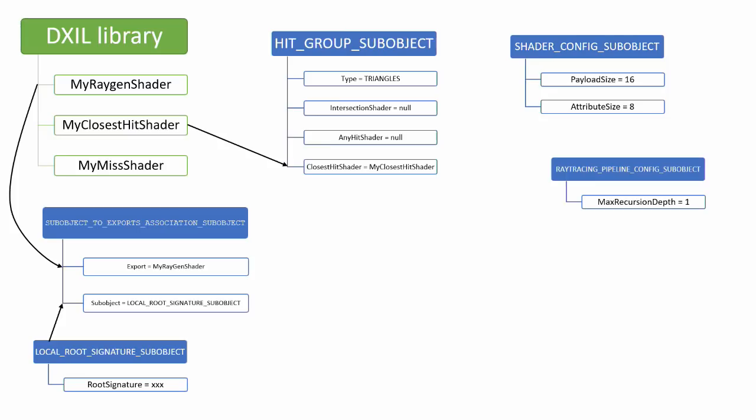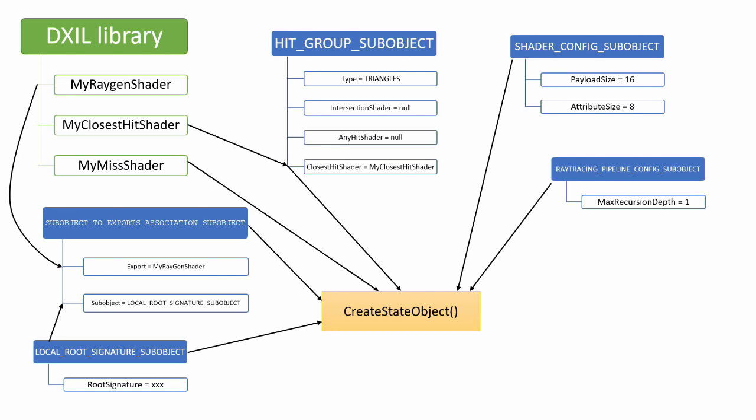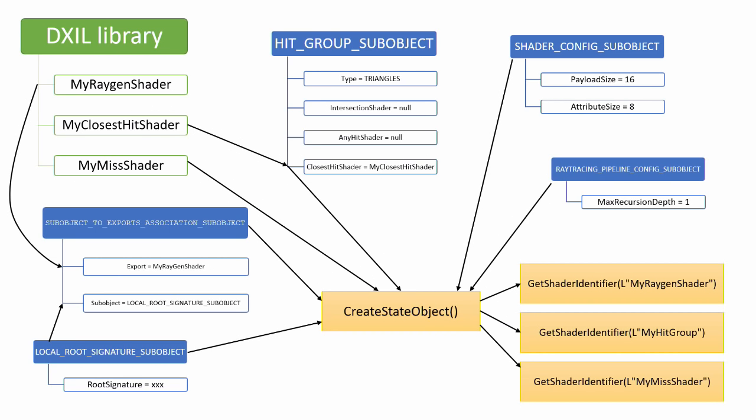In this example, I'm not recursing at all. The example you saw earlier, the recurse count would be maybe 2 or 3 maximum. Then I take all of these sub-objects that I've created and combine them all to call create state object. That's the point where this whole configuration gets handed to the implementation and the driver compiles this stuff down into what's really going to run on the GPU. And now that I've done that, I can call GetShaderIdentifier to look up my raygen shader, my hit group, and finally my miss shader, which are the 32-byte blobs which I'm going to put in my shader record.